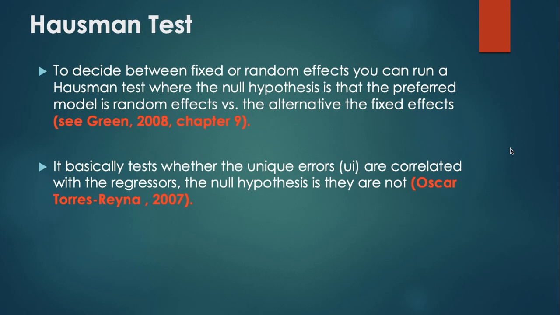So now we are coming to the point of what to choose, fixed effect or random effect. To decide between fixed or random effect, you can run a Hausman test where the null hypothesis is that the preferred model is random effect versus the alternative that the fixed effect is the most appropriate. It basically tests whether the unique errors u_i are correlated with the regressors. The null hypothesis is they are not.